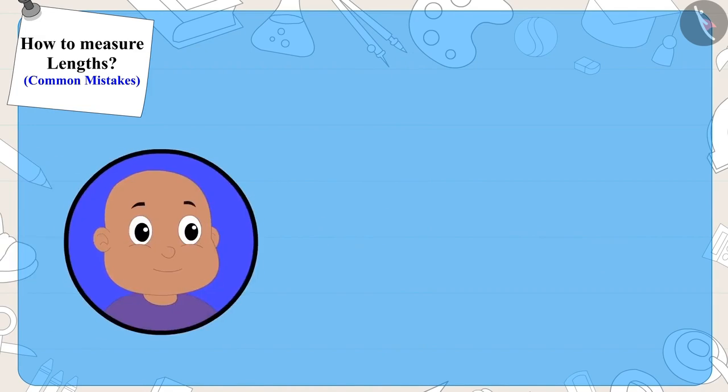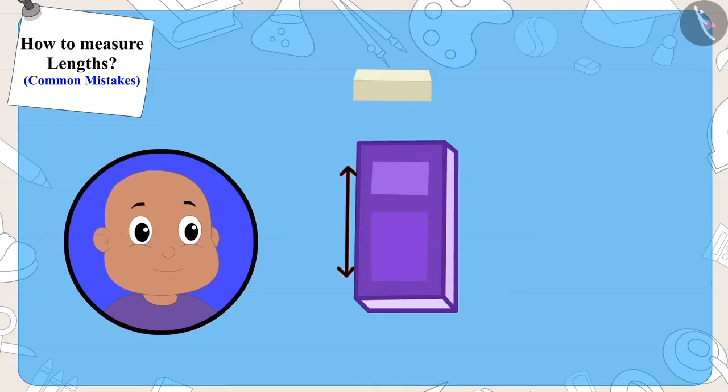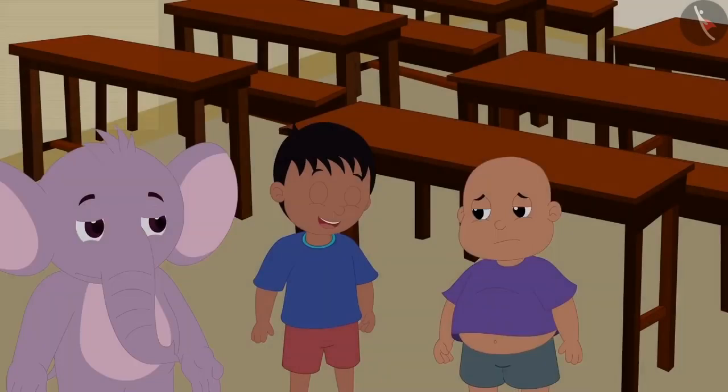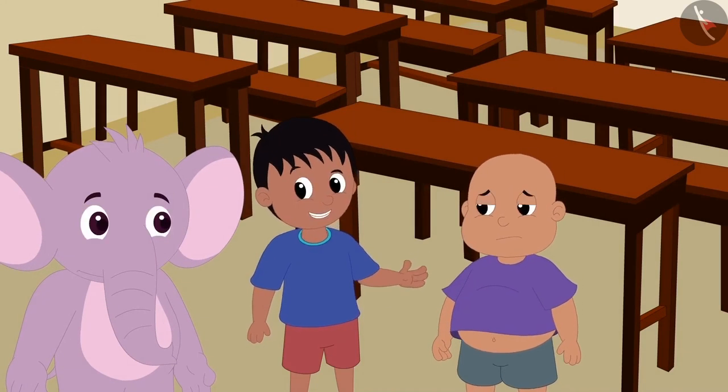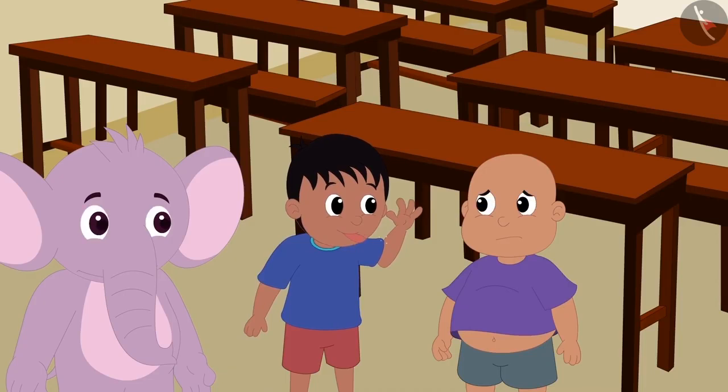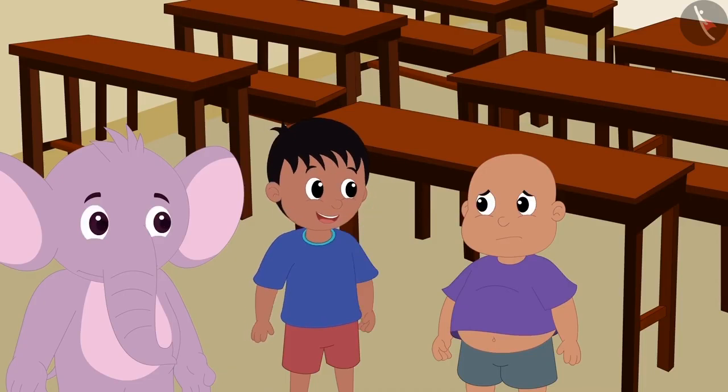Now, Bablu also used the same eraser to measure the length of his notebook. But Bablu's notebook was only 4 erasers long. Raju started teasing Bablu, saying that his notebook was longer.